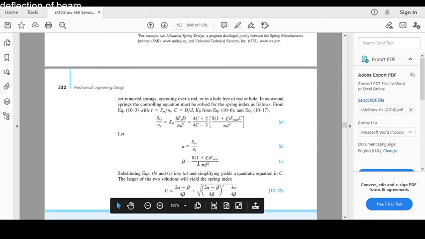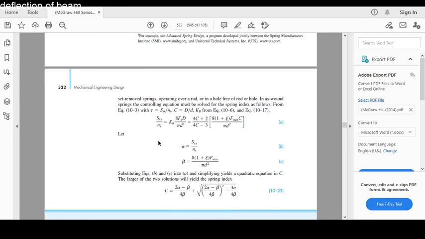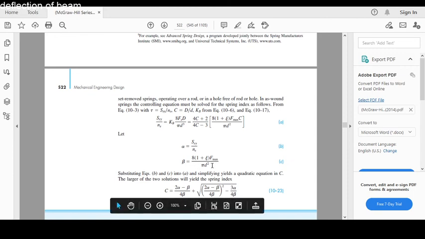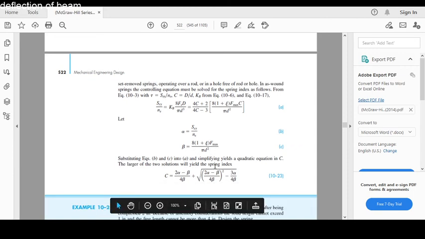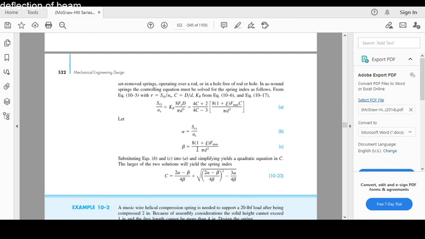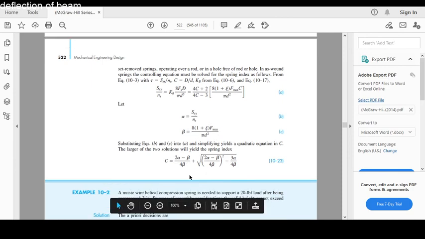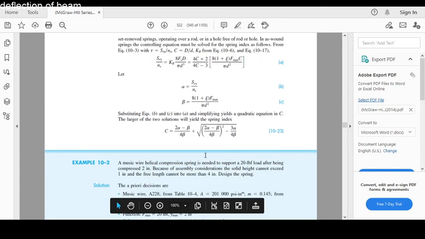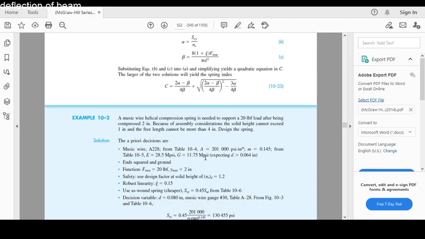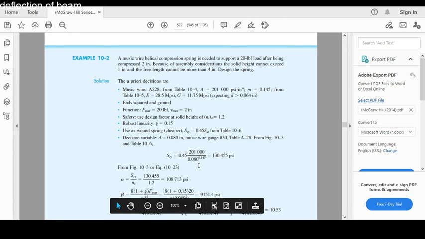For equation 10.3, T equals an equation like this. S_sy equals n_s K_B and so on. Let alpha equal S_sy over n_s. So beta equals 8 plus 1 plus epsilon, F_max over 5D also 2. You can substitute, and you can find the spring index equals this equation. It looks hard now, but this is the example related to it.